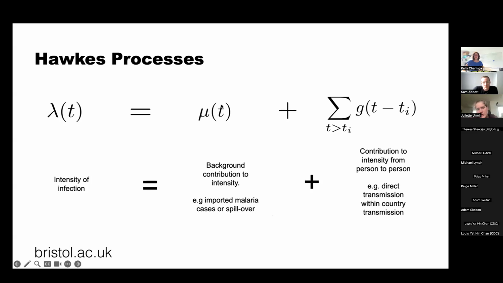And what we want to do is work out what proportion of infections are coming from the mu versus what proportion are coming from this summation of g of t minus t_i. And these can be parameterized quite flexibly. There are quite a lot of papers now, especially during COVID, for various different formulations. But what we consider is quite simple.